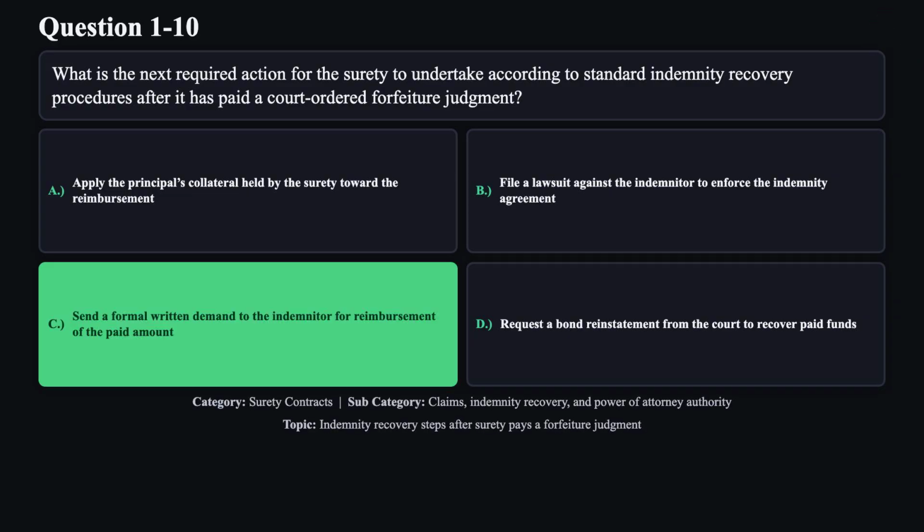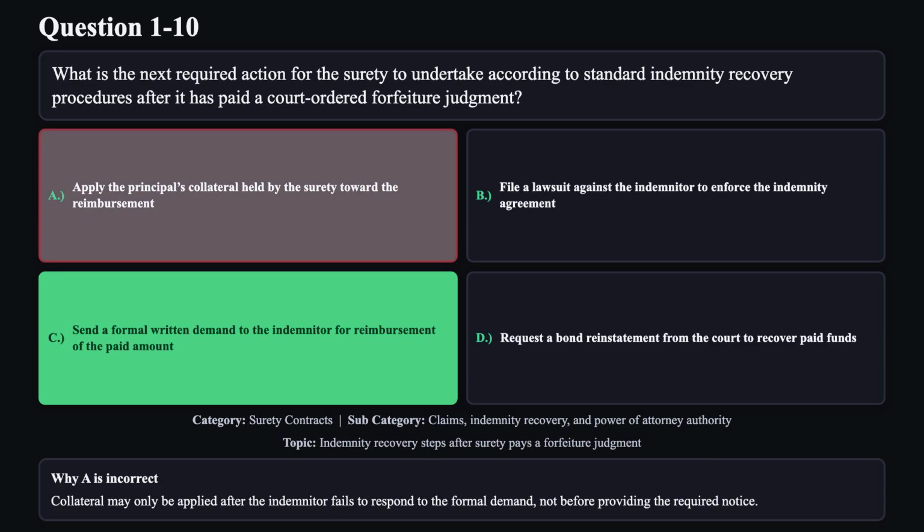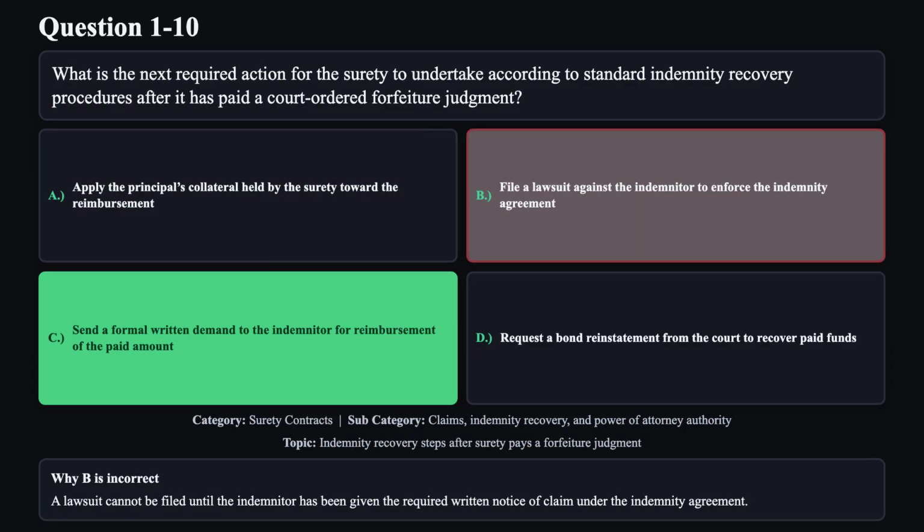The correct answer is C. The correct answer is to send a formal written demand to the indemnitor, as issuance of a written notice of claim is typically the contractual prerequisite before initiating legal action or applying collateral. Reason A is not correct. Collateral may only be applied after the indemnitor fails to respond to the formal demand, not before providing the required notice.